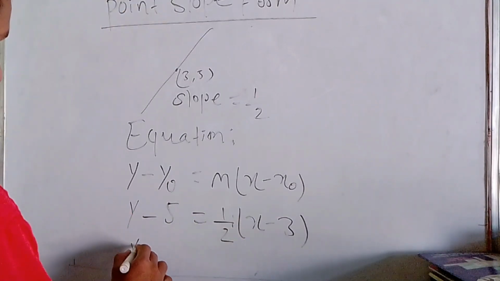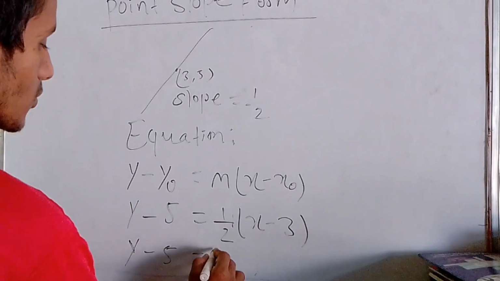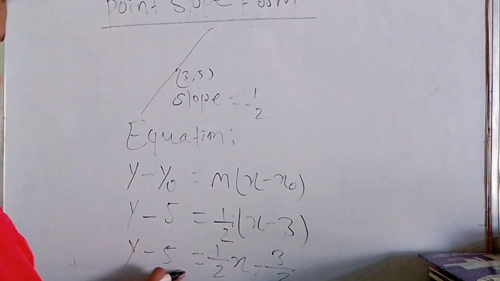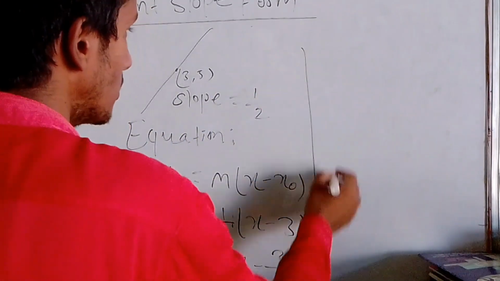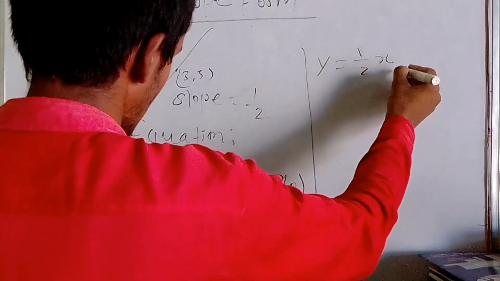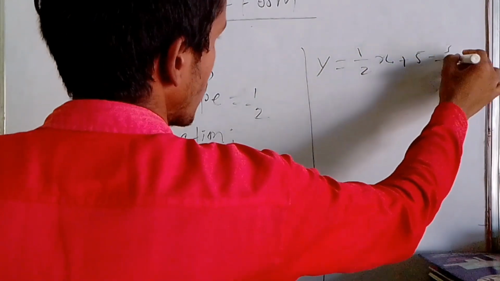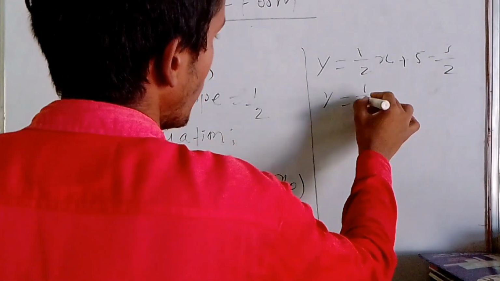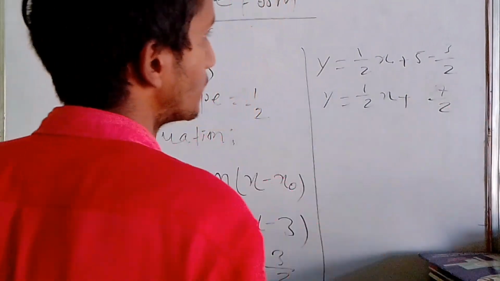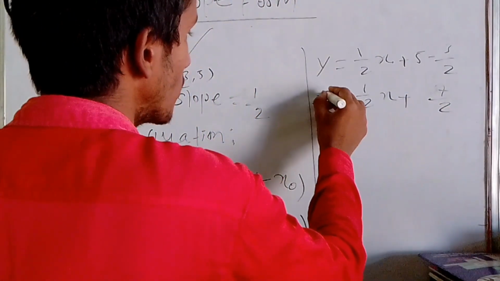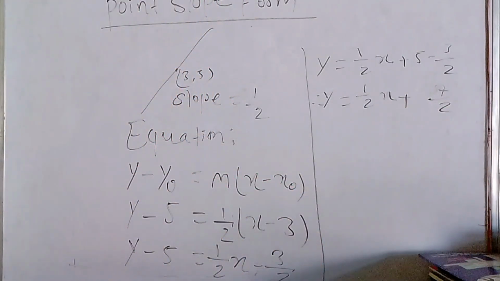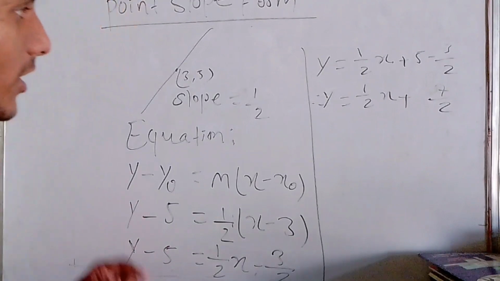So it will be y minus 5 is equal to half times (x minus 3). So you already have the equation. If you solve this further, y is equal to half x plus 5 minus 3/2. So y will be half x plus (10 minus 3)/2, which is 7/2. That's the equation, the required equation of the straight line that we were looking for. So that was the example.